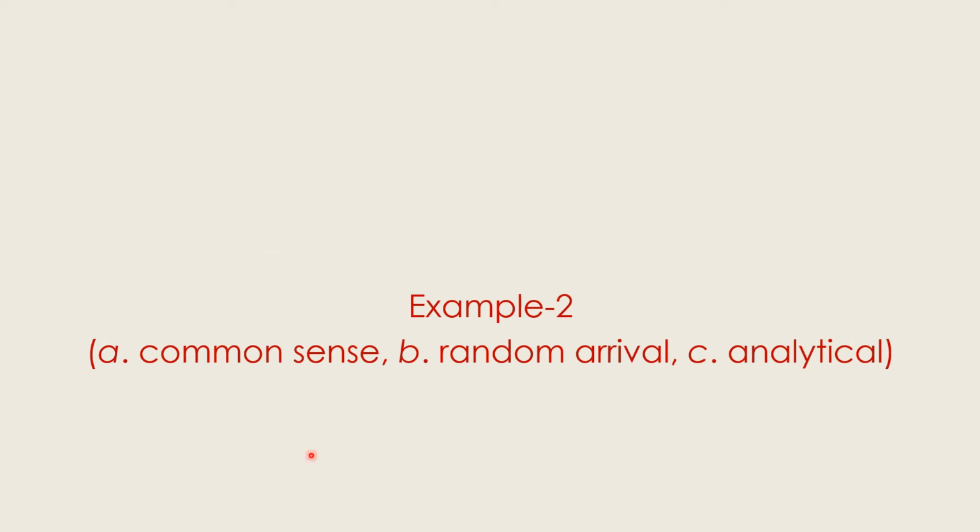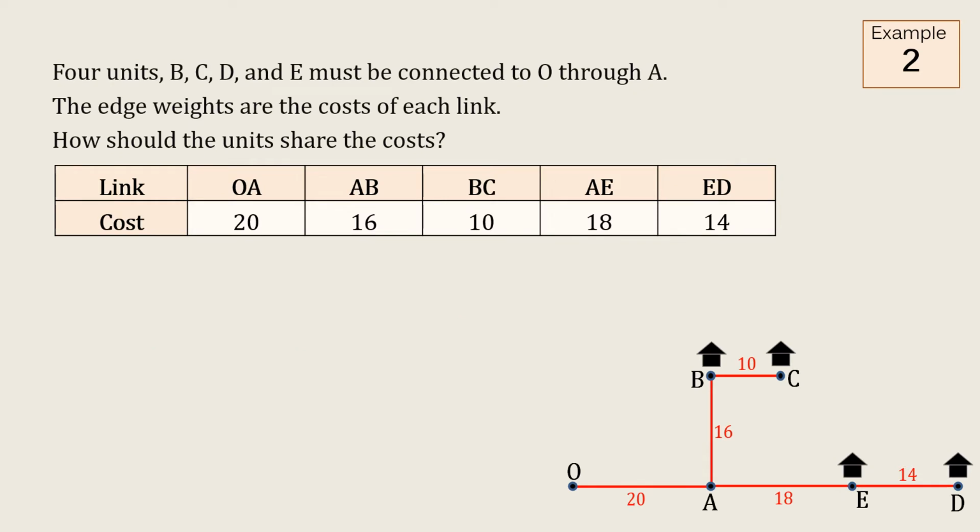Example 2. We will compute the fare values using the common sense interpretation first in A, and then in B using the Shapley value random arrival interpretation, and then in C using the analytical expression for the Shapley value. So here is the problem.